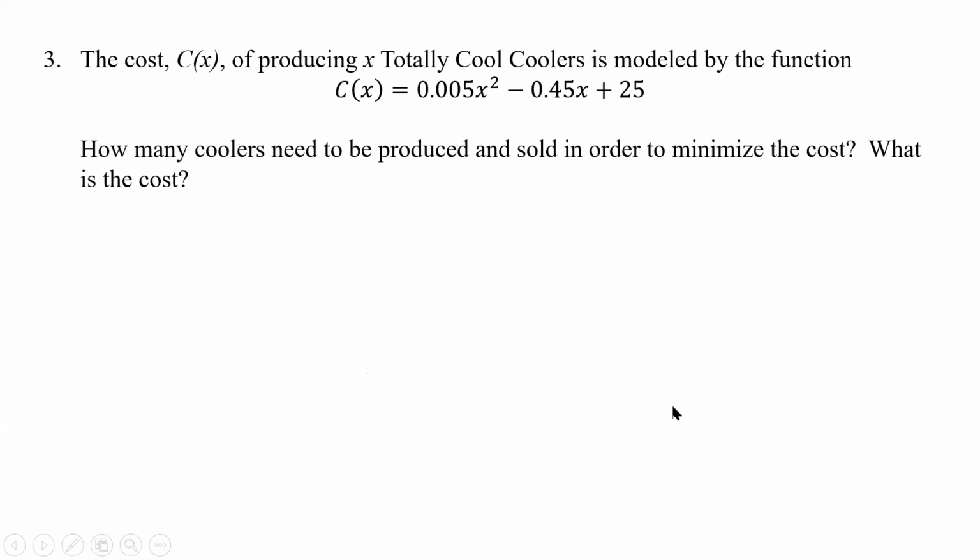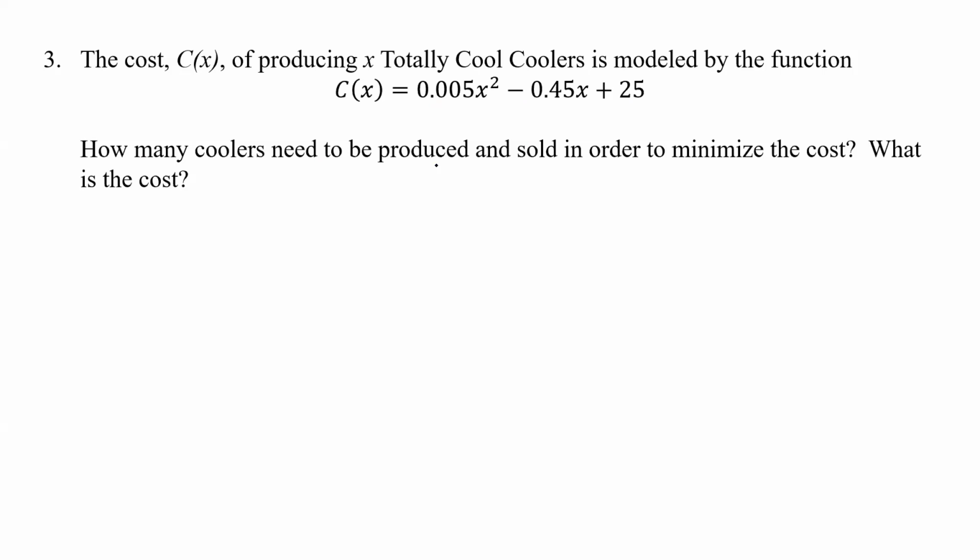All right, what about this one, the cost function? Okay, and so we have, I think, 3 different functions that we're going to look at, and I'll do each one of them twice. All right, so the cost function c of x of producing x total cool coolers is modeled by the function c of x equals 0.005x squared minus 0.45x plus 25. And it wants to know how many coolers need to be produced and sold in order to minimize the cost.